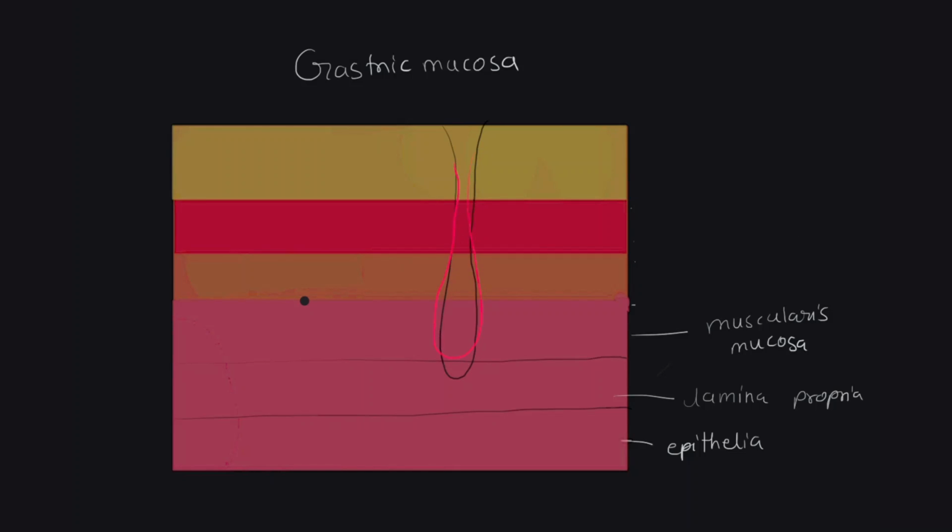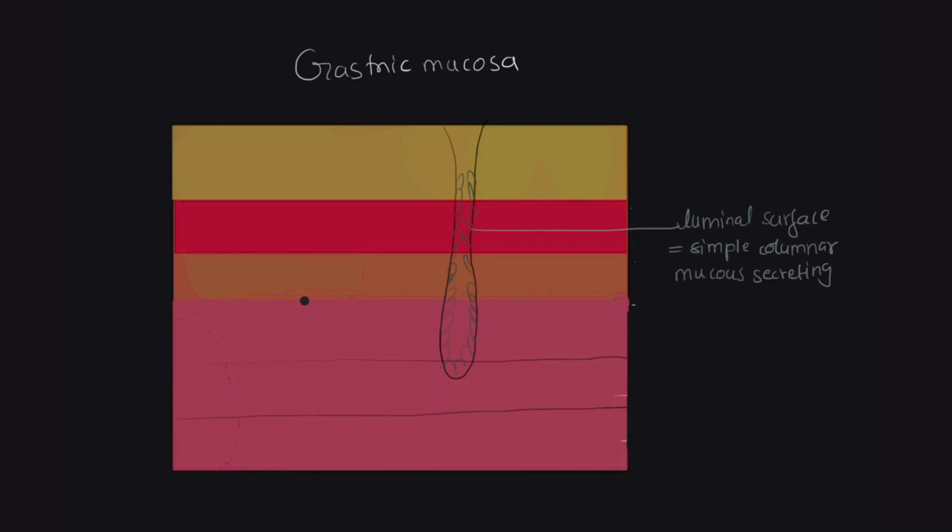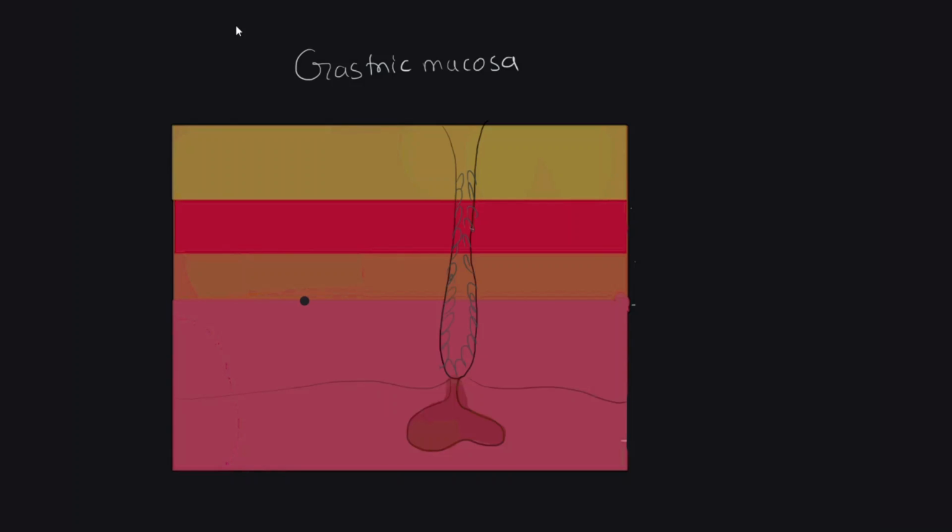The luminal surface of the gastric mucosa is lined by secretory epithelia, or simple columnar mucus secreting cells. These mucus secreting cells ensure that the entire lining of the stomach is covered. There is a thin layer of mucus that surrounds the entire inner surface of the stomach.